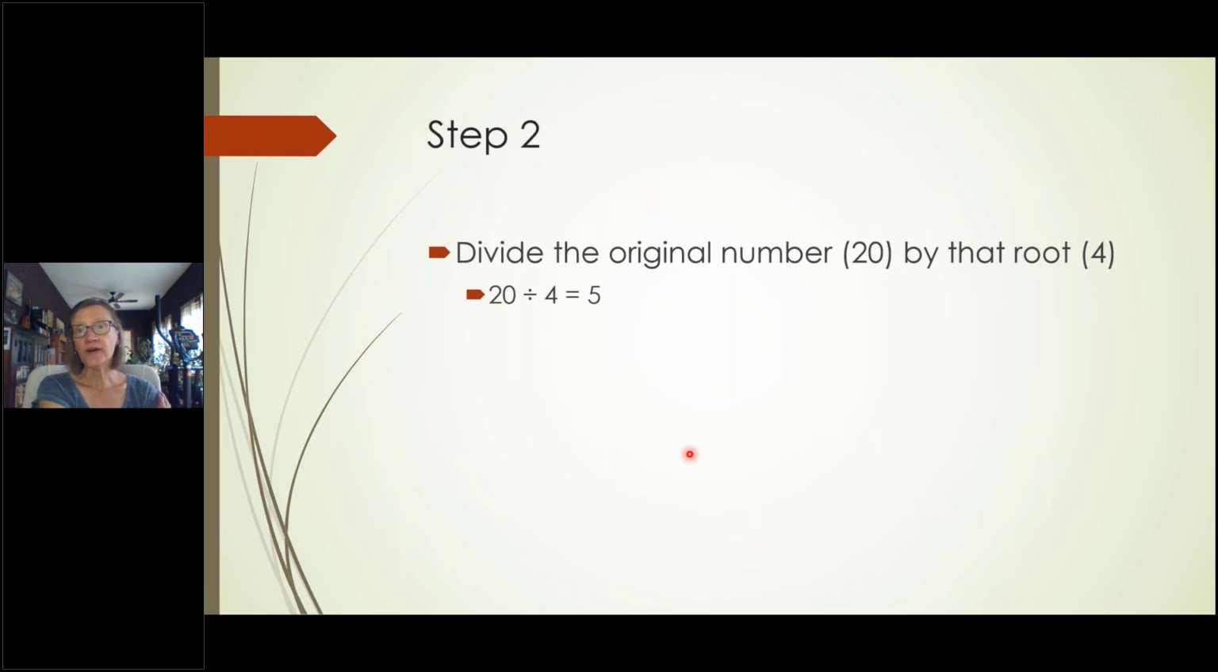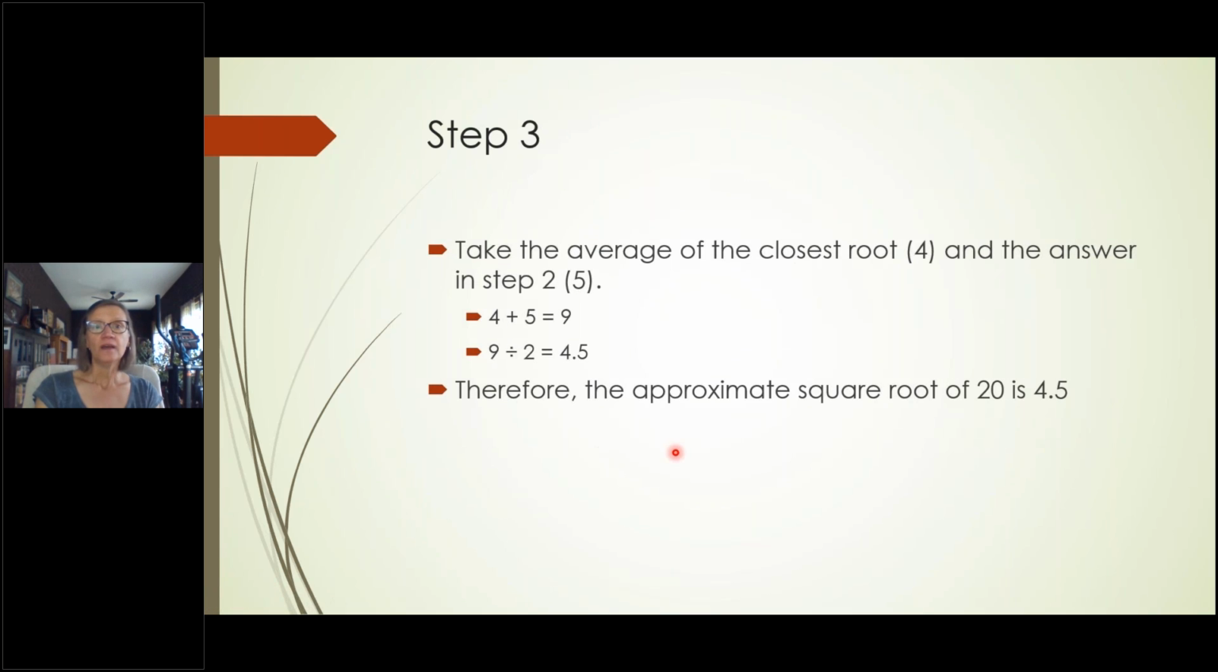The next step is to divide the original number 20 by that closest root, which was 4. So 20 divided by 4 equals 5. For step 3, you take the average of the closest root, which was 4, as you remember, and the answer in step 2, which was 5. So to take the average, you add the 2 numbers, 4 plus 5 equals 9, and then you divide by 2, since we're taking the average of 2 numbers, and you get 4.5.